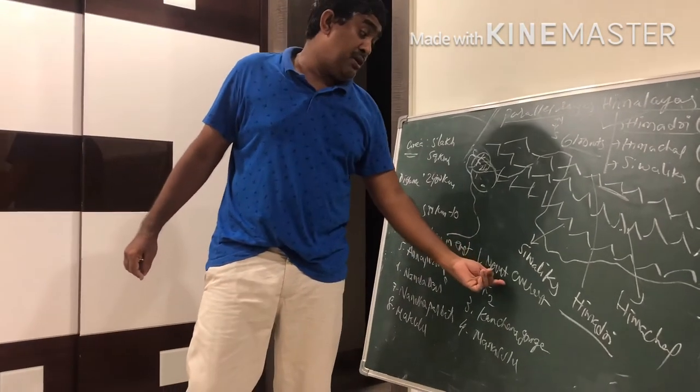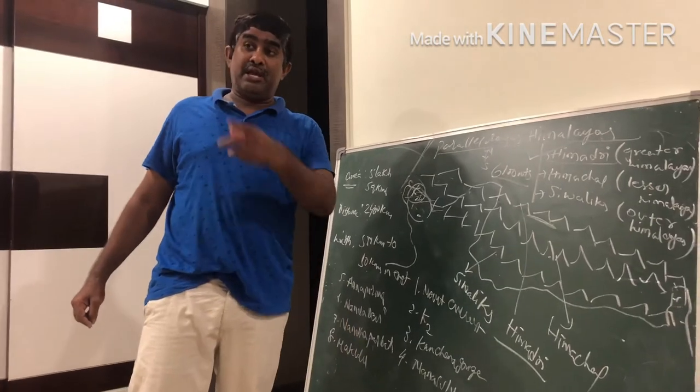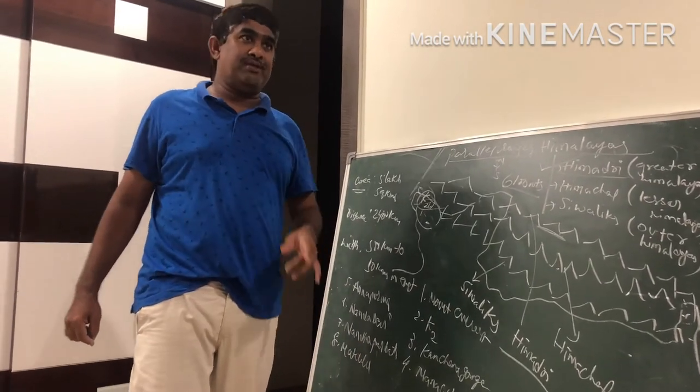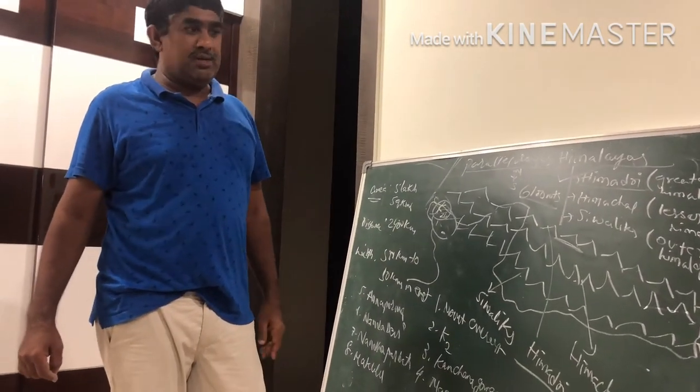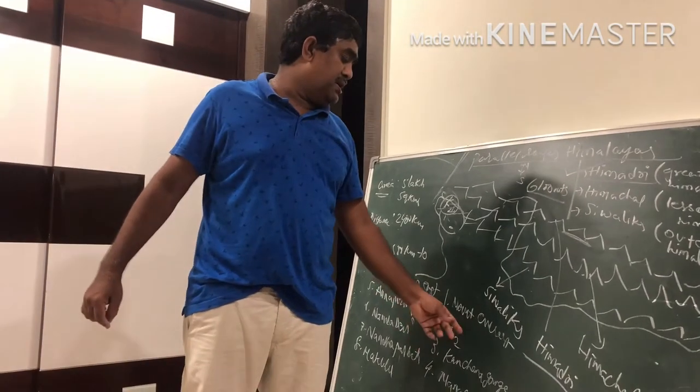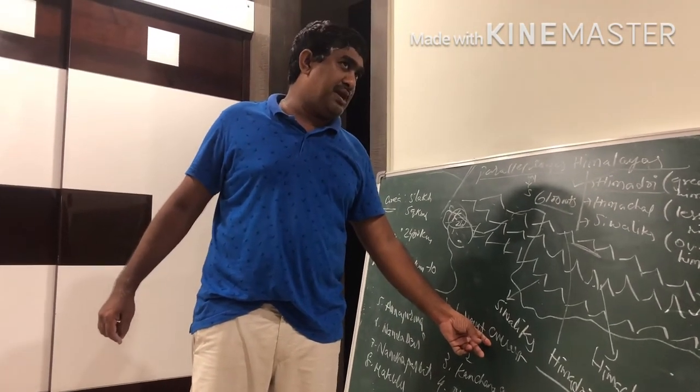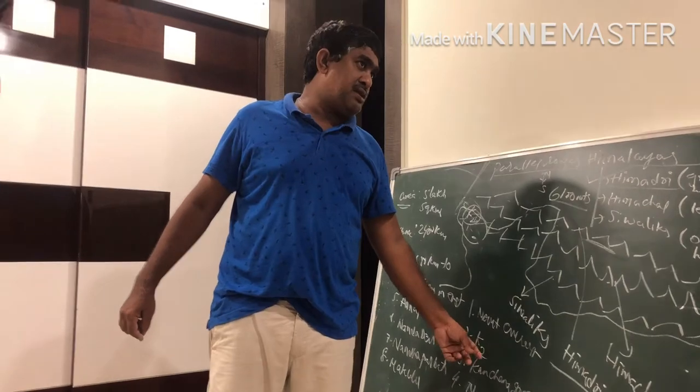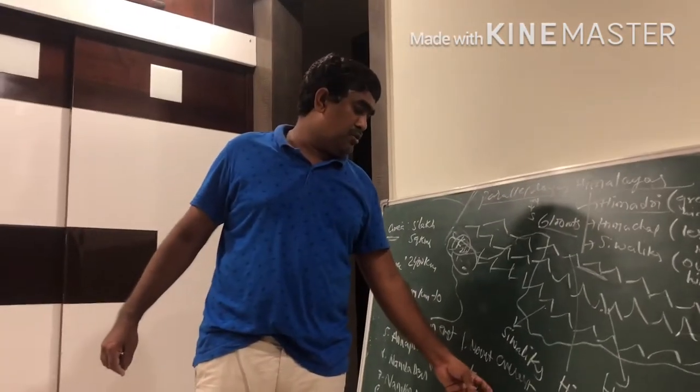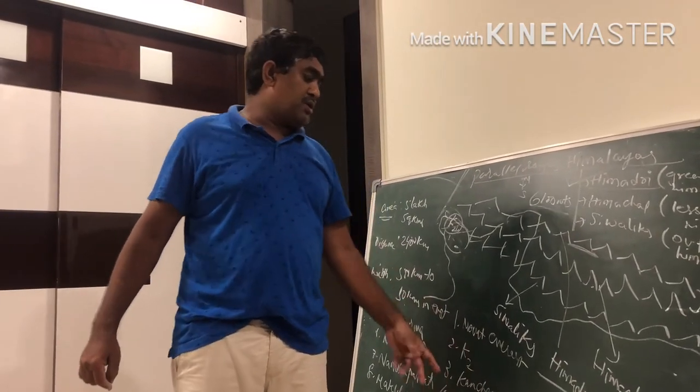If you want the heights also, you can write them in the workbook, on the last page. I have not remembered all the heights. Mount Everest is 8,848 and K2 is nearly 8,600. The remaining you can get from there.